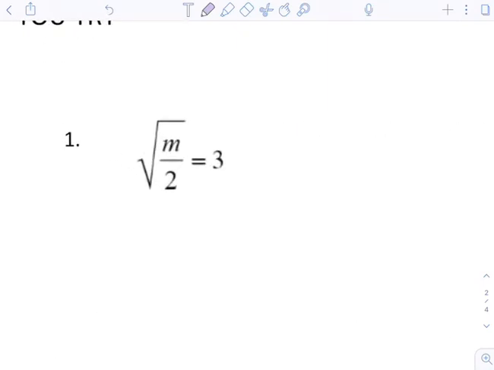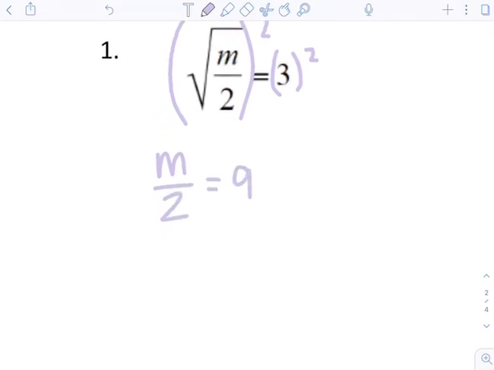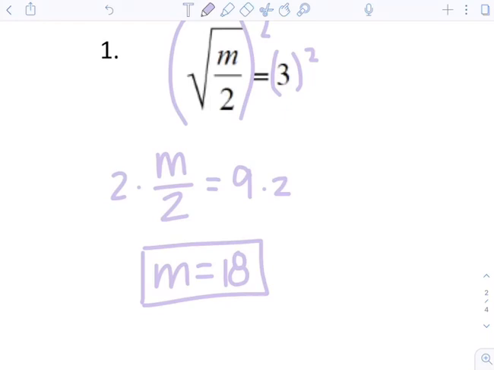Okay, so number 1, it's already isolated, so I'm going to square both sides. So the square root goes away, and I'm just left with the inside, so m over 2 equals 9. And remember, to get m by itself, think to yourself, what's being done to m? Well, it's being divided by 2. Well, what's the opposite of dividing by 2? That's multiplying by 2. So m equals 18. My isolated radical equals a positive number. There's no variable over here that I could plug in for m. So no matter what, it's going to equal positive, so 18 works.